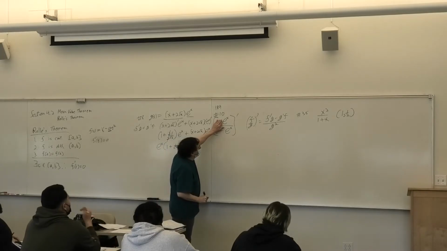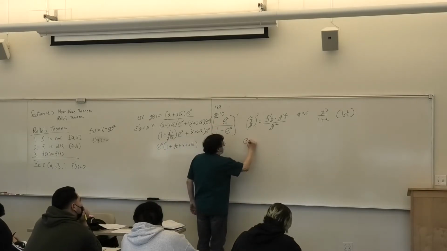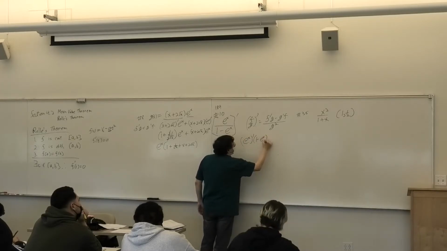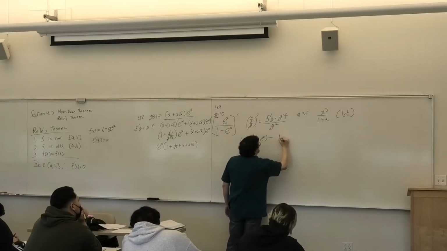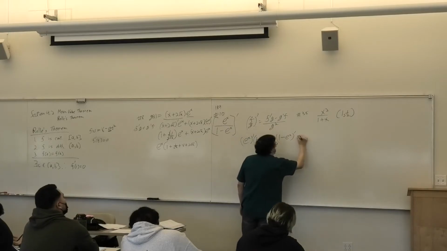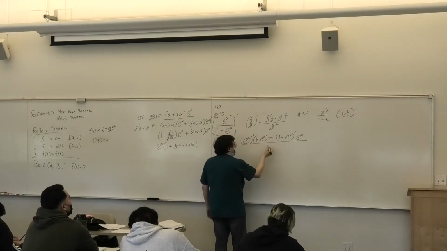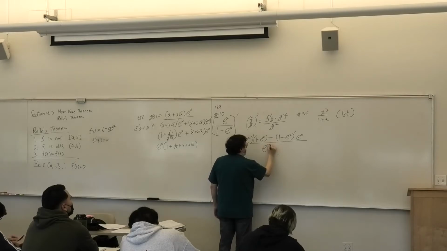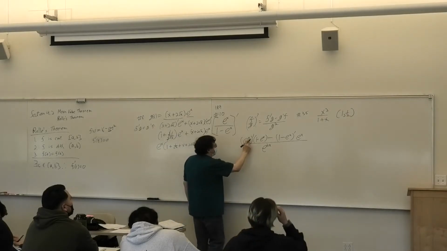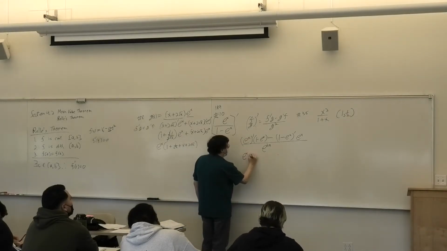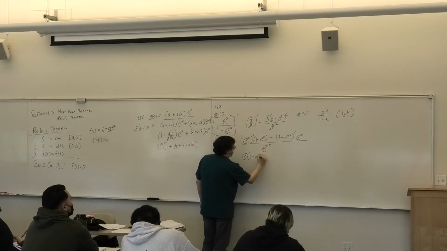So e to the x is our f. So the derivative of e to the x times 1 minus e to the x, minus g prime, the derivative of 1 minus e to the x, times e to the x, all over e to the x squared, or e to the 2x. All right, the derivative of e to the x is just e to the x, times 1 minus e to the x.